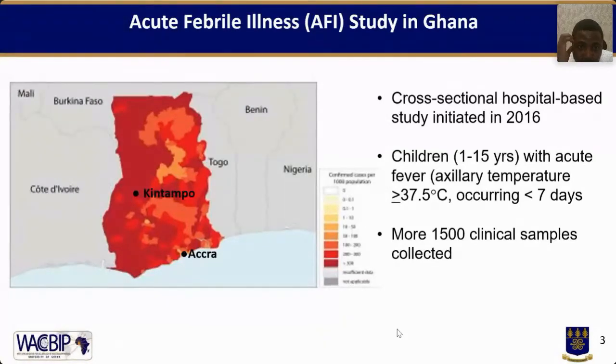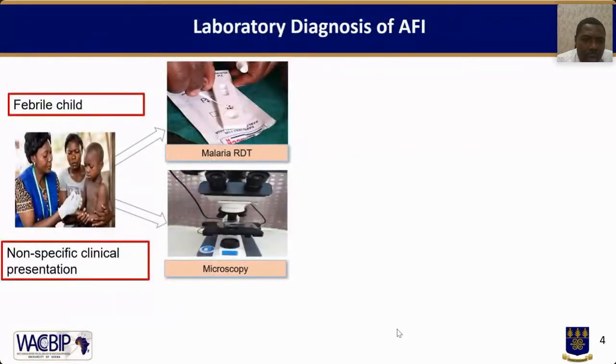Next slide, please. Normally, when a child comes with fever to hospital, it comes with a non-specific clinical presentation, either vomiting, diarrhea, or abdominal pain, which are very common symptoms of fever. So it's very difficult to know what is actually happening to the child. The first thing they normally do is a malaria test, because we are from a malaria endemic area. They do malaria RDT and also microscopy to rule out malaria.